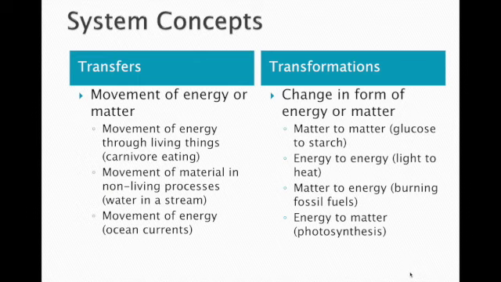Transformation, again, matter to matter: glucose or sugar transformed into a longer storage molecule of starch. Energy to energy: light turning into heat. Matter to energy: burning of the fossil fuel. So you take something like cow dung and you burn it, and it gives off heat. That's a form of energy. Or energy to matter, which is photosynthesis, or matter to energy, which would be cellular respiration.